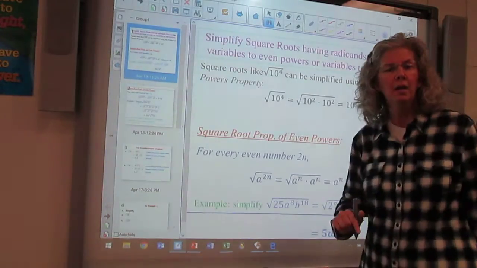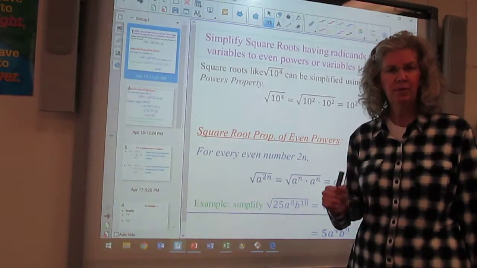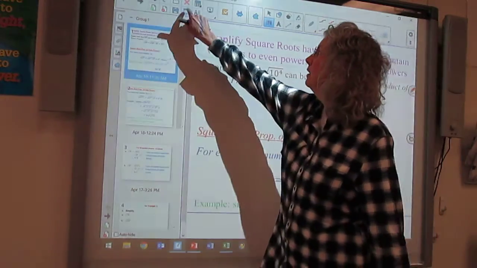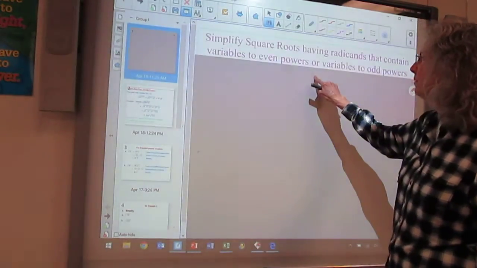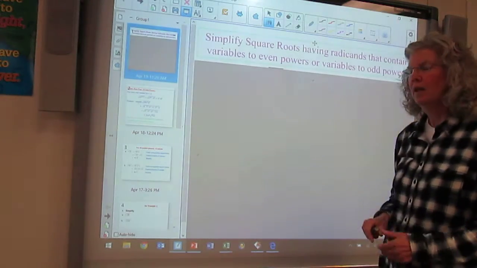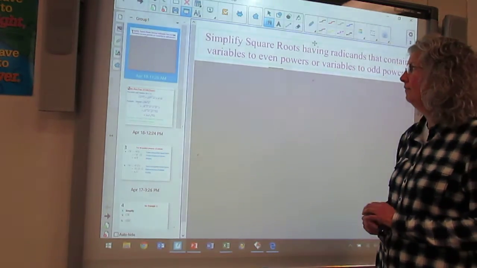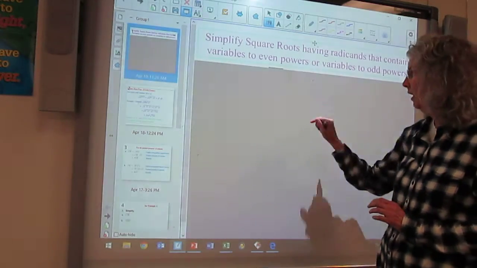Algebra students, we have been working with radicals and we've been doing mostly review. Today we're going to look at simplifying square roots that have radicands which have variables to powers.